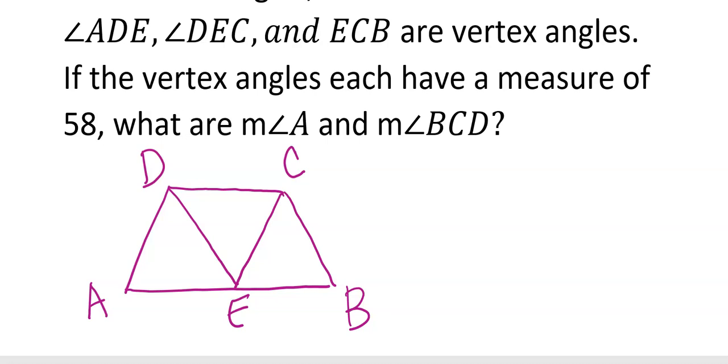Angle ADE is a vertex angle, which means the other 2 are the same. Okay, the vertex angle isn't the one that's a double. DEC, that's this one, is the vertex angle. The other 2 would be the same. And then ECB is the vertex angle. These 2 would be the same. So they're all isosceles triangles this time, which means only 2 of the angles are the same. The vertex angles are each 58.